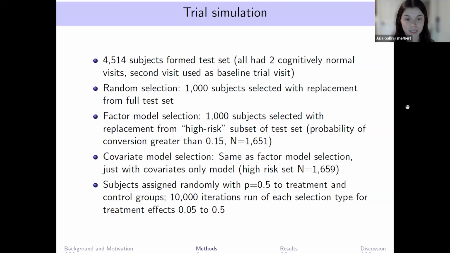For covariate model selection, it was very similar to the factor model selection, except instead of using a predictive model that contains those cognitive factor scores, we are only including the baseline covariates as predictors in this model. So we get a slightly different high-risk set using that prediction method. And then subjects were assigned randomly with p equal to 0.5 to treatment and control groups. We ran 10,000 iterations of each selection type for treatment effects ranging from 0.05 to 0.5. Next slide.